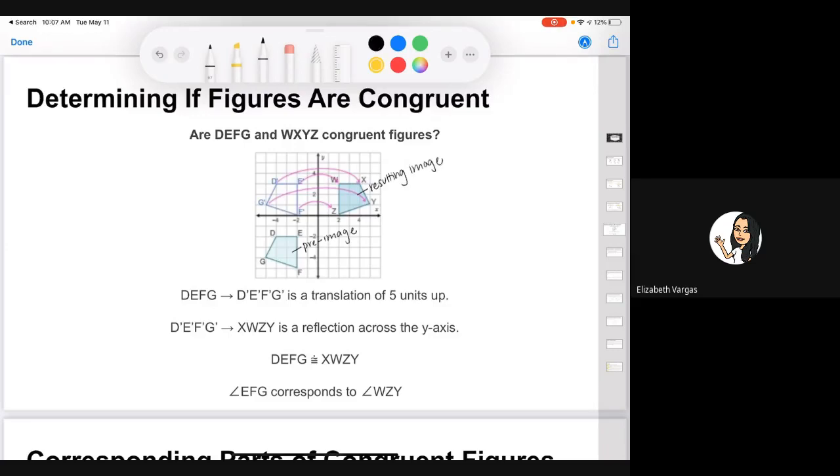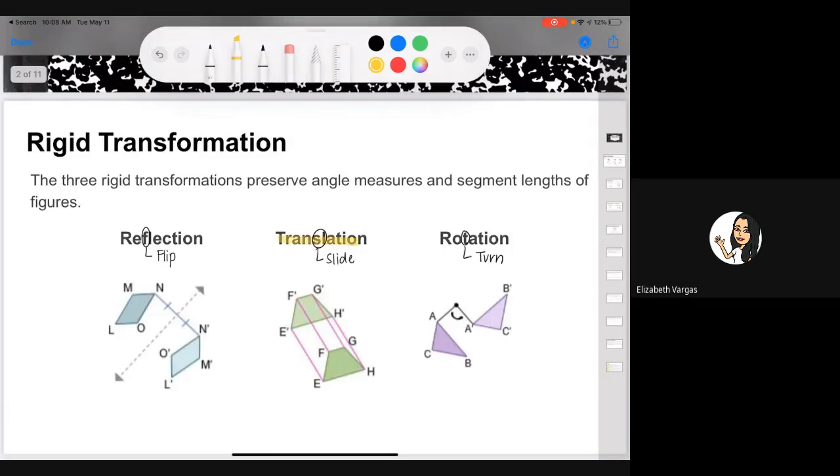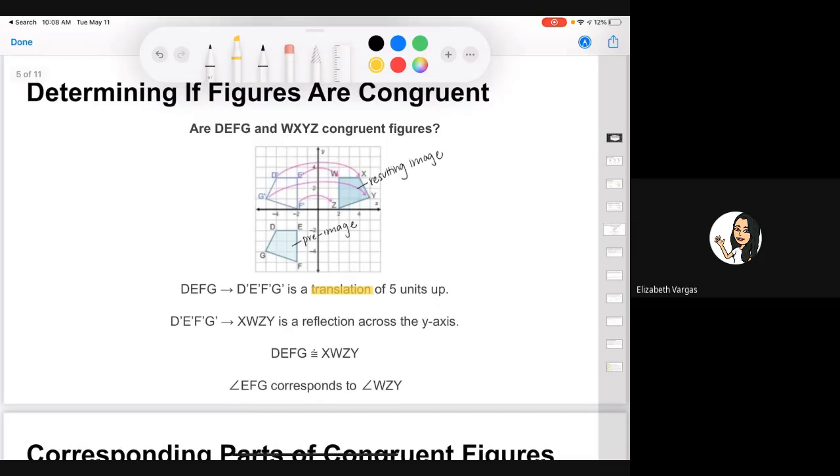Well, let's see. What we're looking for is what types of transformations have been applied, and are those transformations rigid transformations? So DEFG has been mapped to D prime, E prime, F prime, and G prime by a translation. Is my translation a type of rigid transformation? Yes, it is. So it remains congruent right there.